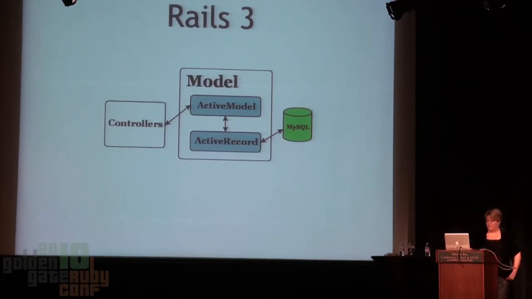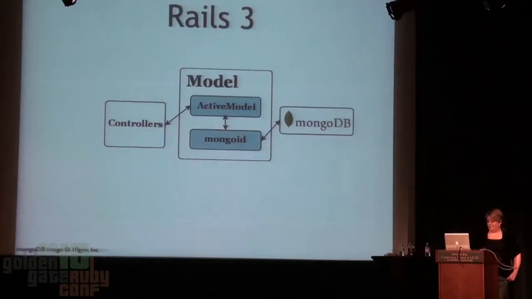What I'm interested in with this split is the fact that it makes it possible to take the Active Record out of the model and still use the model in Rails. And all you have to do in order to do that is write an adapter that presents the same API to Active Model that Active Record does, which is actually pretty easy. And in fact, there are already a bunch of persistence libraries out there, like Mongoid, that are Active Model compliant, whatever that means.